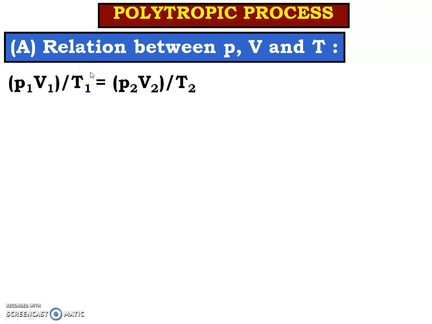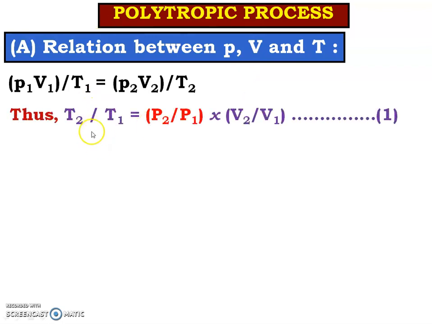Now let us find out the relationship between PV and T. The derivation of this relationship for a polytropic process is the same as for the adiabatic process, only we have to change gamma with n. So T2 by T1 is equal to P2 by P1 multiplied by V2 by V1. And we know that for a polytropic process, P1 V1 raised to n is equal to P2 V2 raised to n.